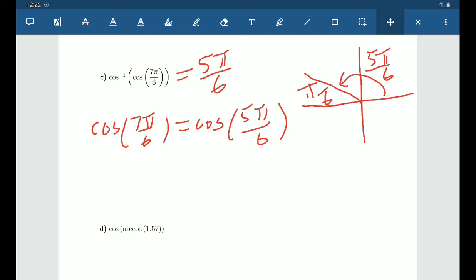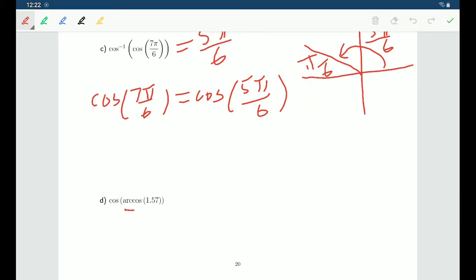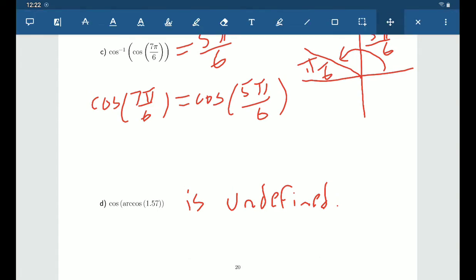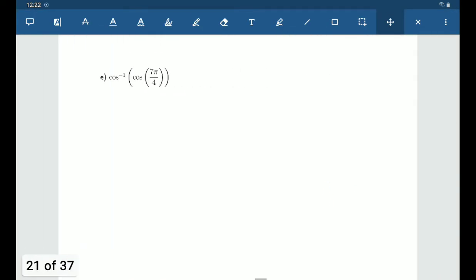Next one is pretty fast, because of course here we're looking at putting a number into cosine inverse, or arc cosine, and since the domain for cosine inverse is from -1 to 1, the number we're trying to put in is not inside that domain, so cosine inverse is not defined, which means the entire thing is not defined. So our answer is, this is undefined. Lovely. Let's continue on. One more.